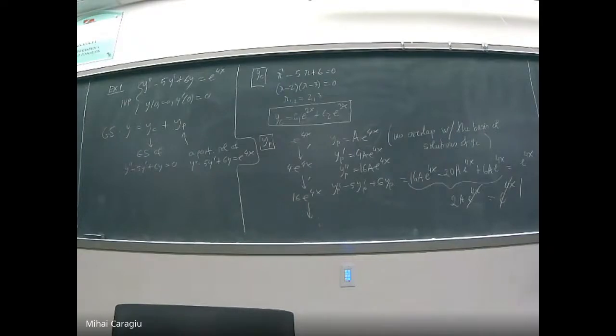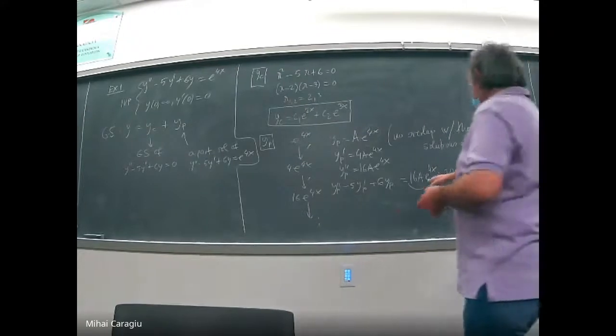So a equals 1/2. So after everything is said and done, what will be y sub p? These are minus 20a e to the power 4x. So this is y_p double prime.